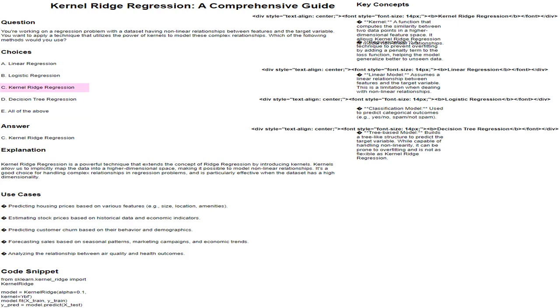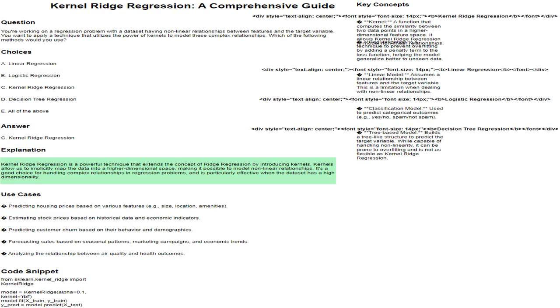C. Kernel-ridge regression. Kernel-ridge regression is a powerful technique that extends the concept of ridge regression by introducing kernels. Kernels allow us to implicitly map the data into a higher dimensional space, making it possible to model nonlinear relationships. It's a good choice for handling complex relationships in regression problems, and is particularly effective when the dataset has a high dimensionality.